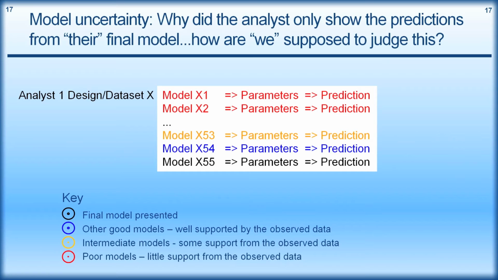So here we have our analyst 1. They've selected a dataset X that they're going to model. And here we see that they've done 55 potentially different models. And they've come up with this final model here. Perhaps along the path to this, there were other good models. And perhaps there were some intermediate models. And perhaps the starting models were very poor. So I'm not so interested in seeing these models, because these are clearly inferior to these ones. But perhaps these ones are interesting.